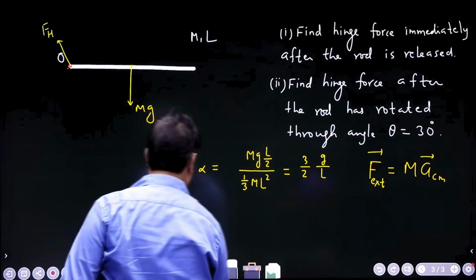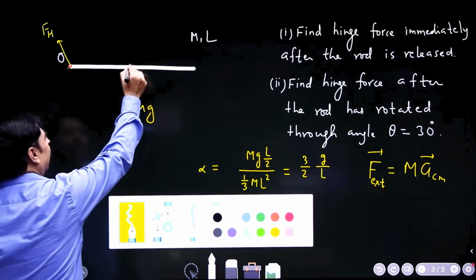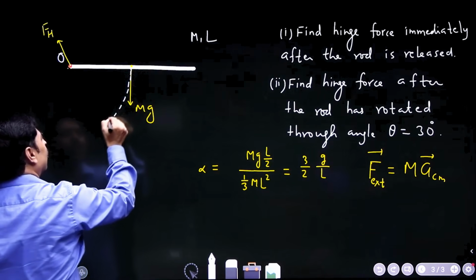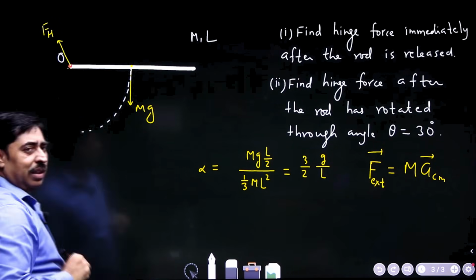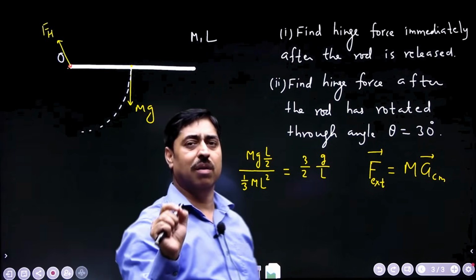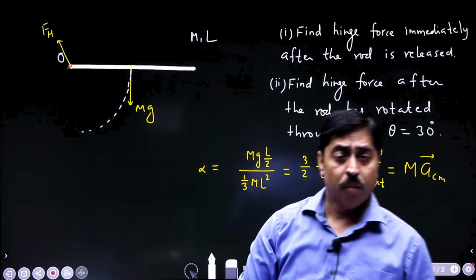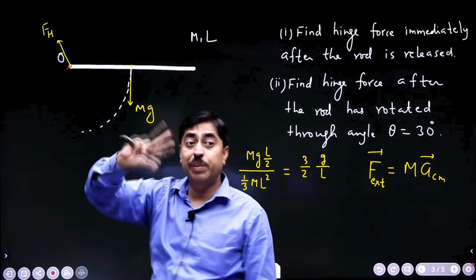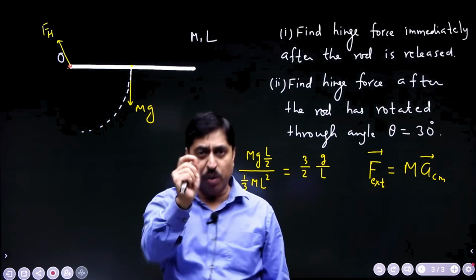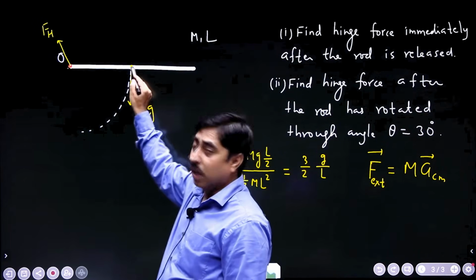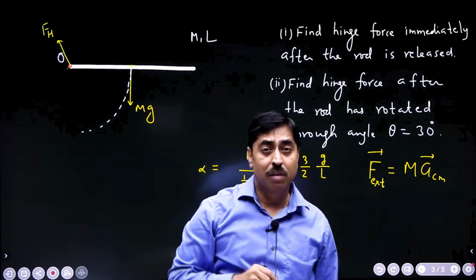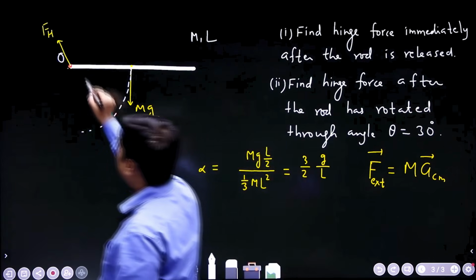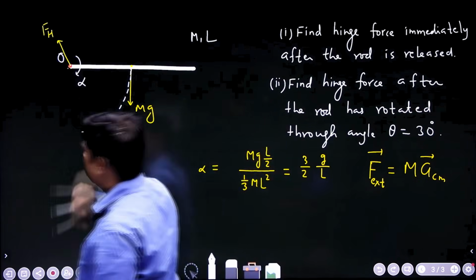Forget about everything else. This rod, as soon as it is left, each and every point of this rod is going to move in a circle, right? This center of mass will move in a circle of radius L by 2. But immediately after it is released, there is no angular speed, there is no speed of center of mass. It is going to move in this circle, but right now it is not having any speed. But its speed is going to increase because this thing is having some angular acceleration.